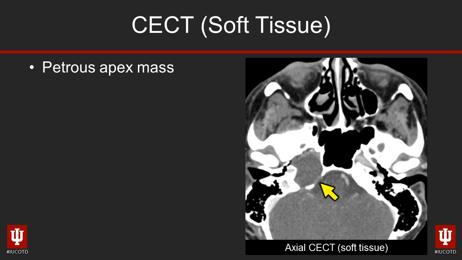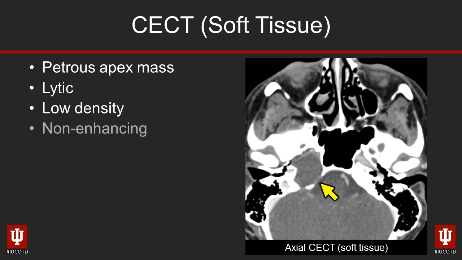First up is our axial contrast enhanced CT, done with soft tissue reconstruction. What should become readily apparent is we're dealing with a petrous apex mass. And this is a mass because it occupies space. It's denoted here with the yellow arrow. You can see it's a lytic lesion, and it's low density. There's not really any enhancement associated with this lesion at all. You can see just a little bit of linear enhancement at the anterior or ventral edge of this. That simply represents partial volume averaging through the petrous segment of the internal carotid artery. So no true contrast enhancement associated with this.